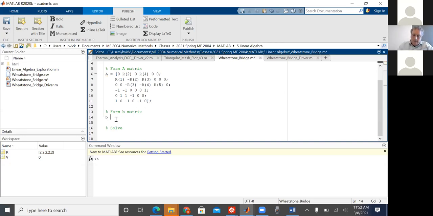Now B equals, and let's do our thing again. This time I can remember what it was: a voltage and five zeros. I think you're going to have to make it a column or it's going to crash. We could try it the other way, but I think these have to be columns.